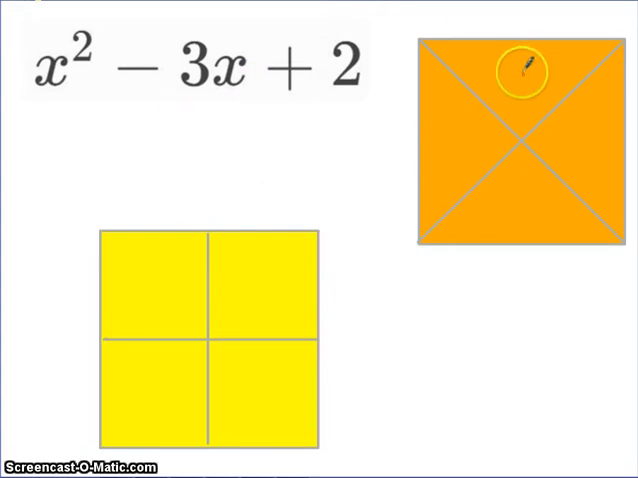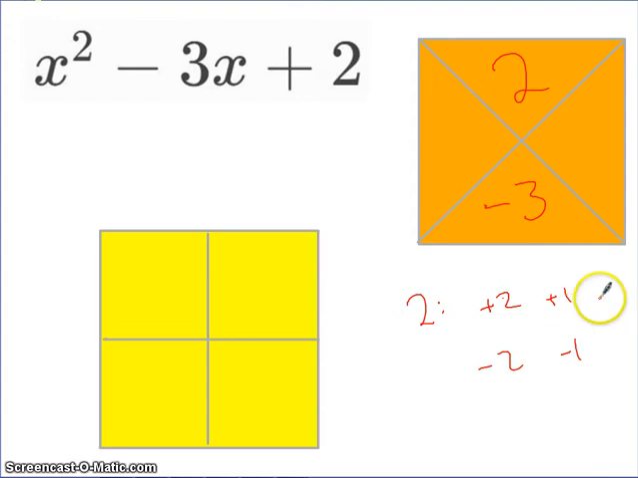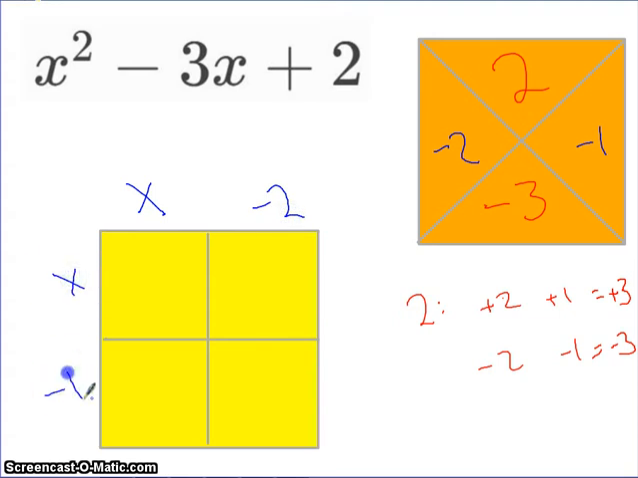This actually, okay, I'm going to multiply to make plus 2 and add to make negative 3. So the factors of 2 are positive 2 and positive 1. 2 times 1 is 2. But also negative 2 and negative 1. Negative 2 times negative 1 is positive 2, because when I multiply two negatives, I get a positive. So these add to positive 3, and these add to negative 3. The one that I want is the one that adds to negative 3. The two factors are negative 2 and negative 1. So I factor this as x minus 2 times x minus 1.